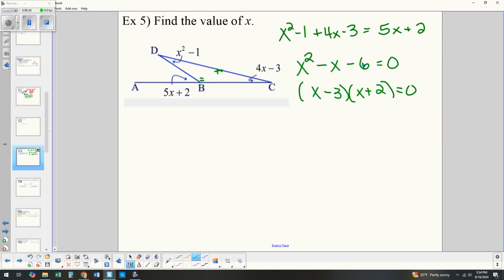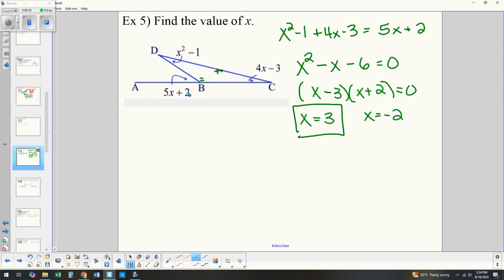Right? Negative 3 times 2 is negative 6. Negative 3 plus 2 is negative 1. So my solutions are x equals positive 3 and x equals negative 2. And now I have to just check to make sure they both work. So let's say I took x equals 3. 5 times 3 is 15, plus 2 is 17. That's a positive value. x equals 3 works.